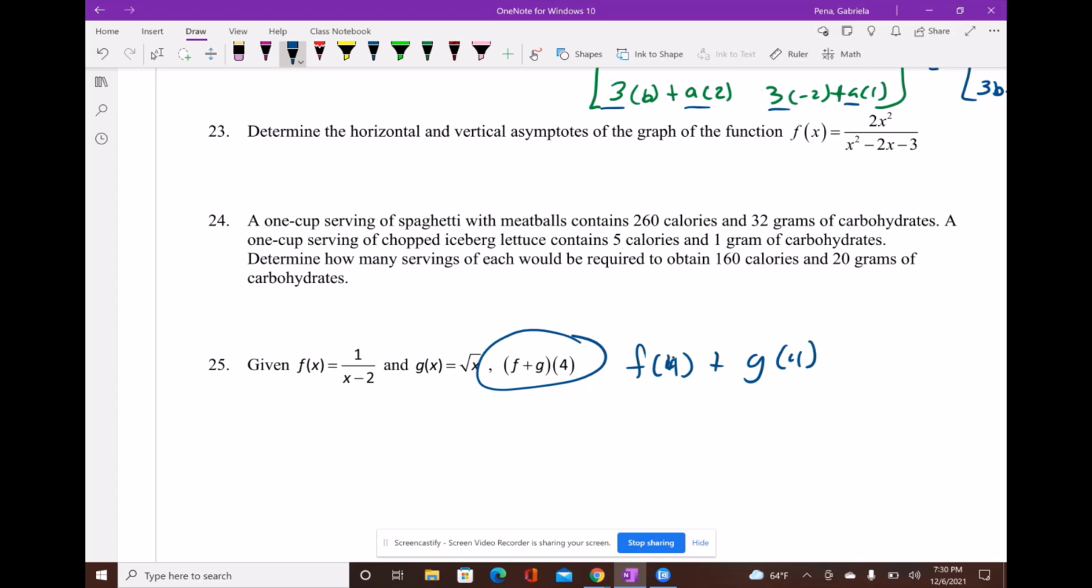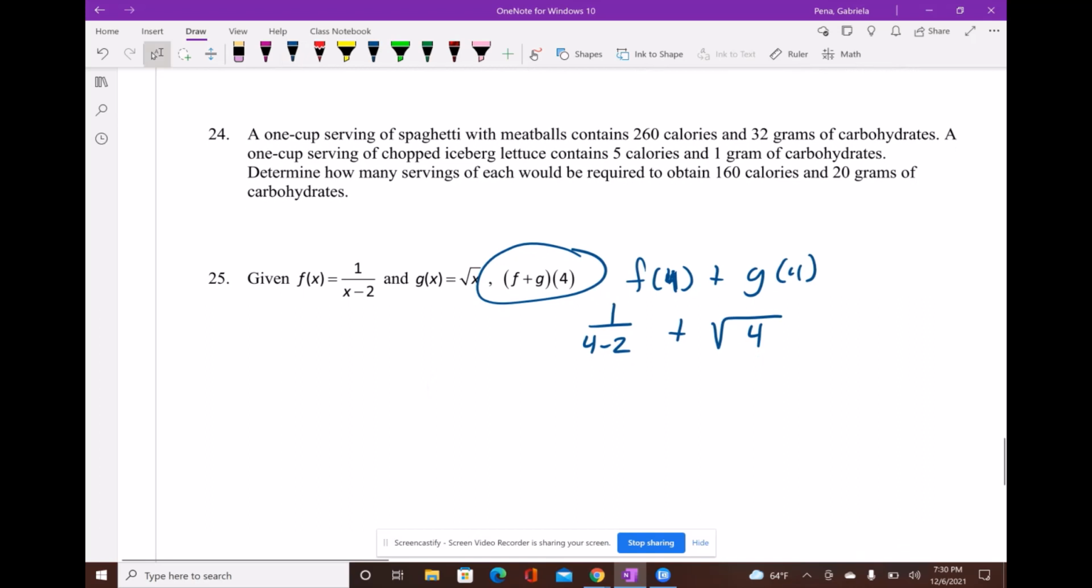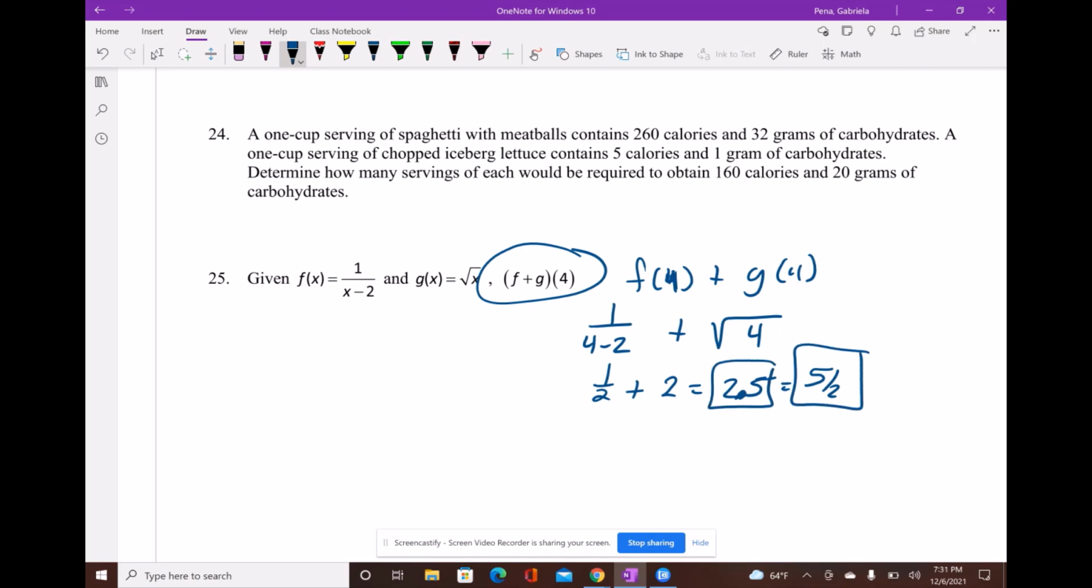It's not with the little open circle. You're plugging in a 4 for each of those functions and then combining. So my f of 4 means 1 over 4 minus 2 plus the square root of 4. What's 4 minus 2? 2. So this is 1/2. What's the square root of 4? 2. So this becomes 2.5 or 5 over 2. I don't know how they'll give you the answer. 2.5 or 5 over 2.